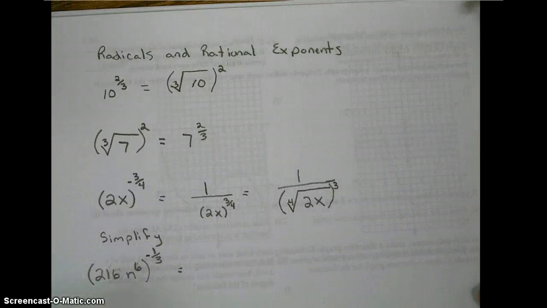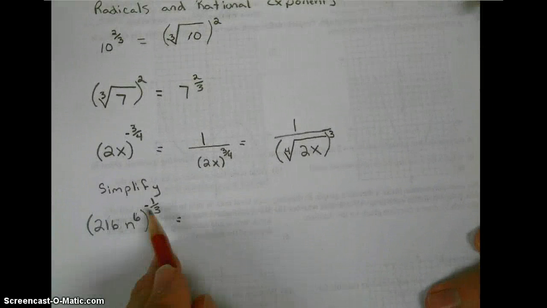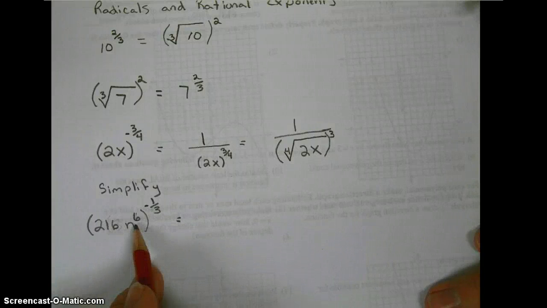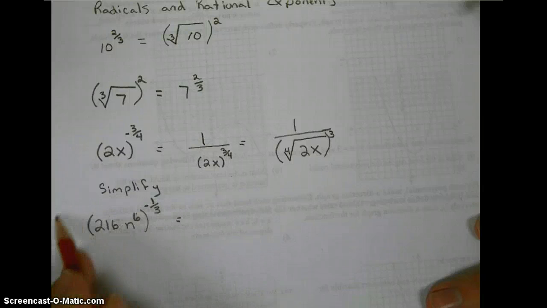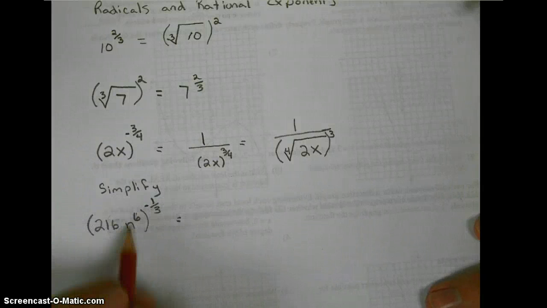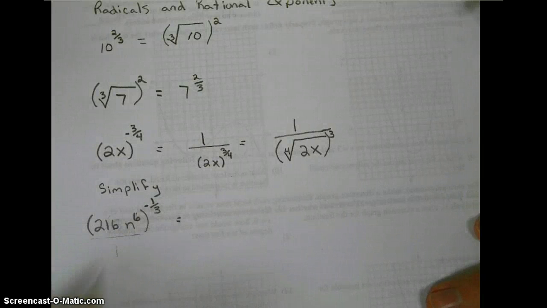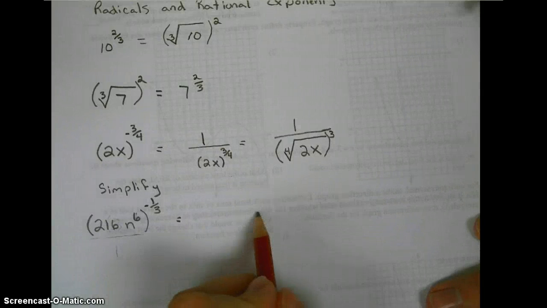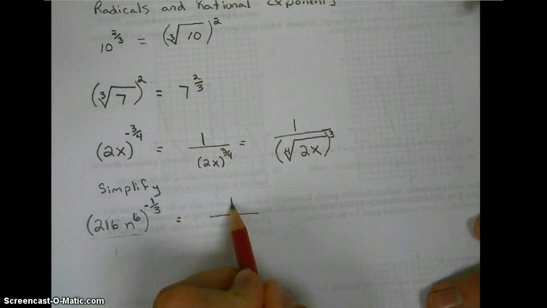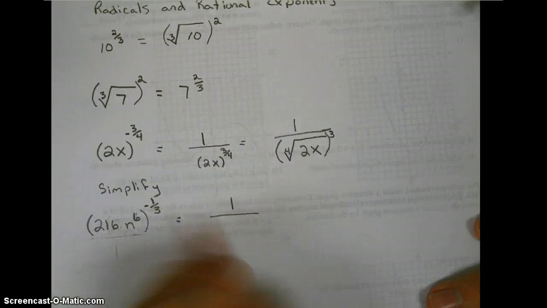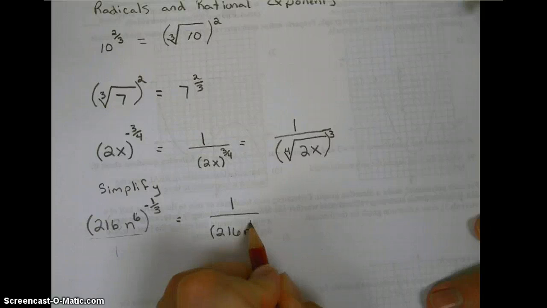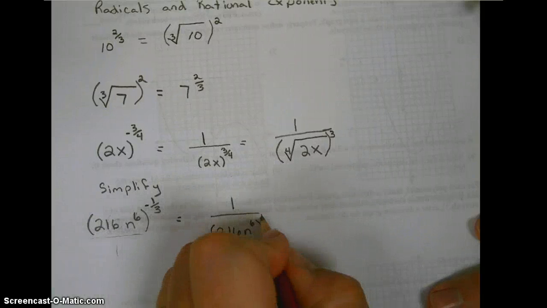Simplifying. Again, we have a negative exponent, so we're going to go ahead and put this in the denominator since currently it's in the numerator. If we made this into a fraction, it's in the numerator. So moving it to the denominator, we get 1 on top, and 216 n to the 6th to the 1/3 power.